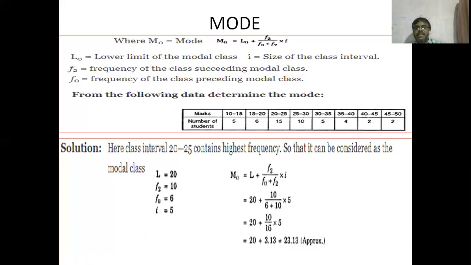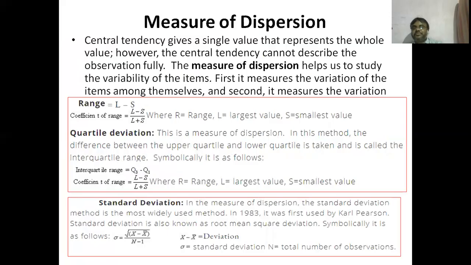If you have taken 20 to 25 as your modal class, in that case, L will be 20, Fn will be 25, F2 will be 10, and F1 will be 6, just before the class. I hope this is clear. Once it is calculated, you can always have a very precise mode value easily computed from there. So this is all about the mode calculation.